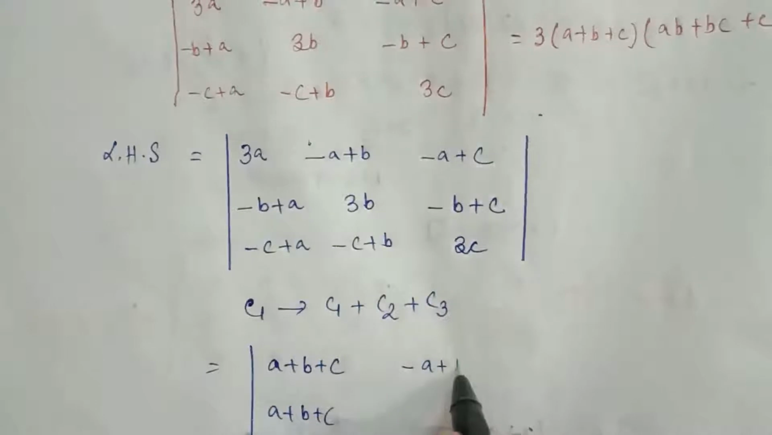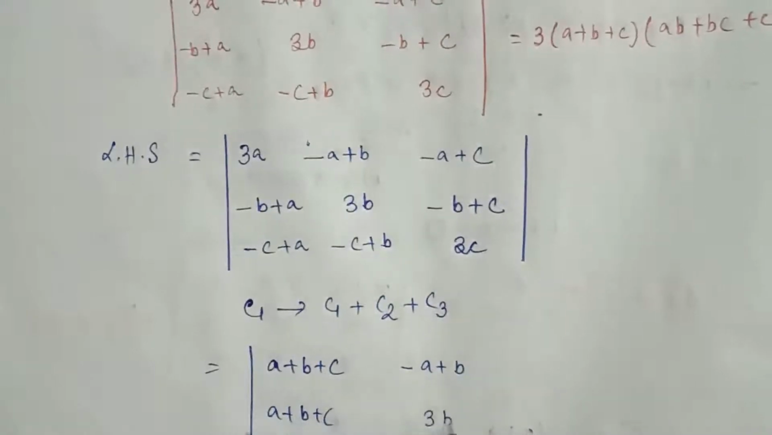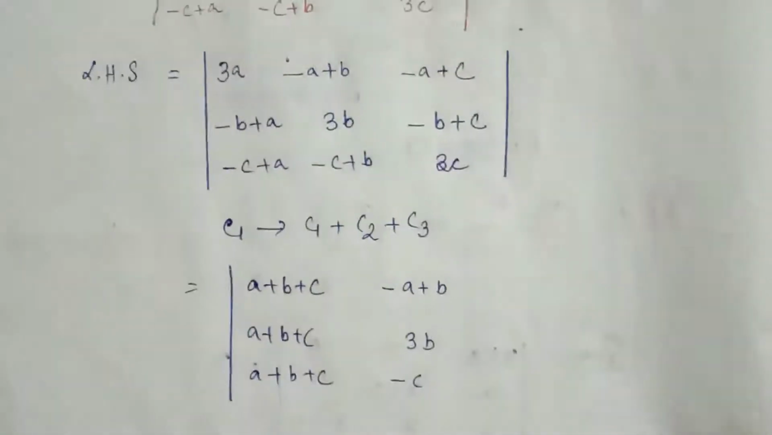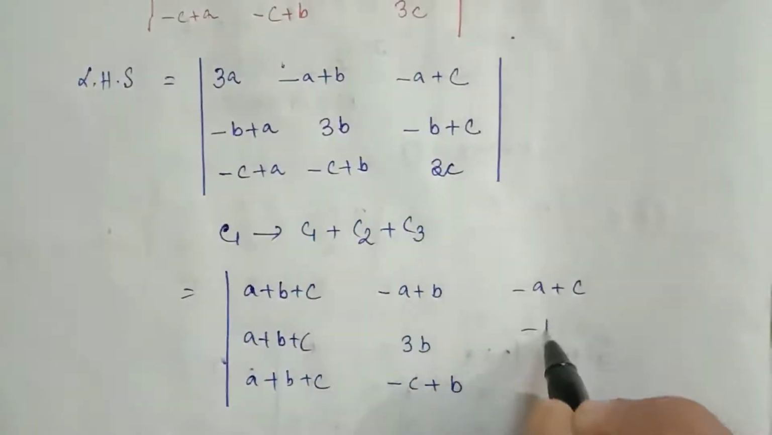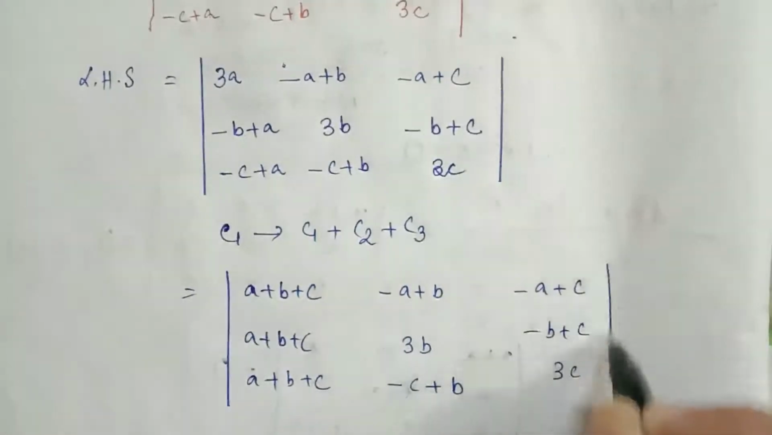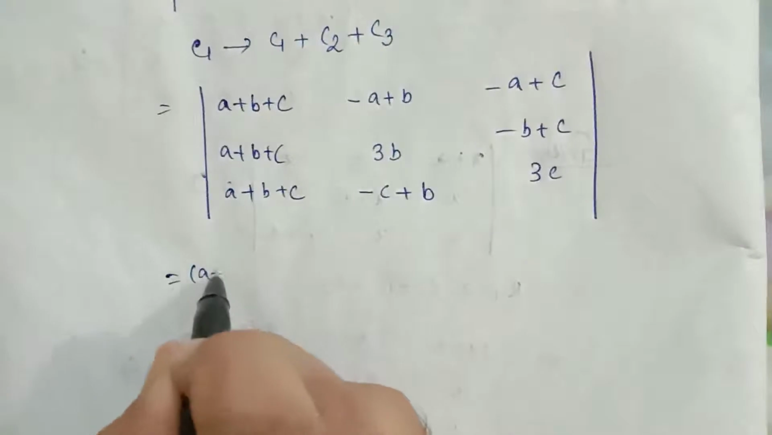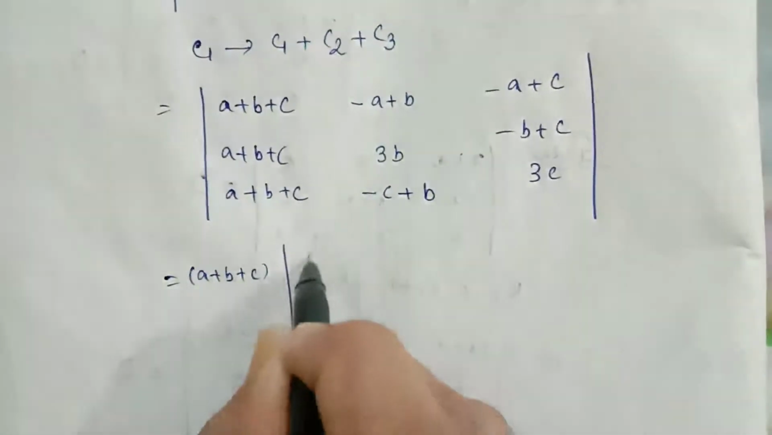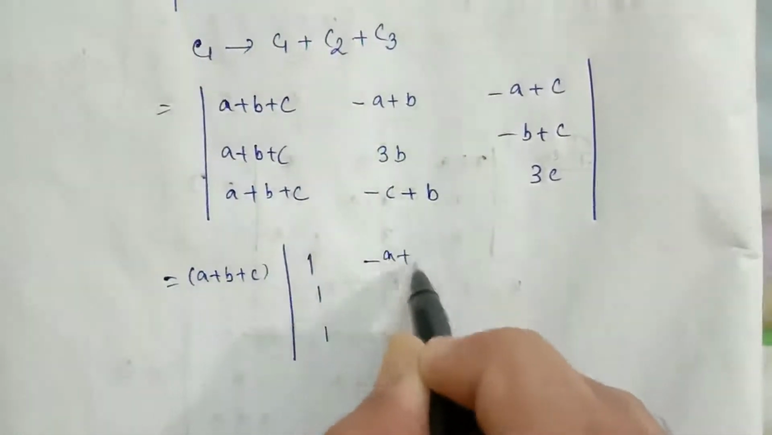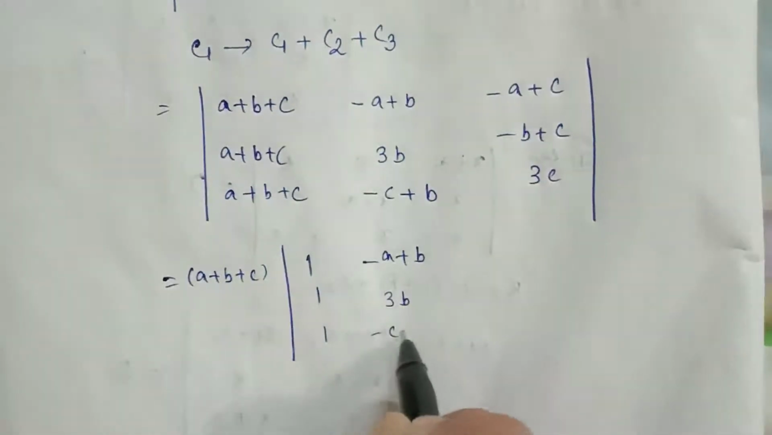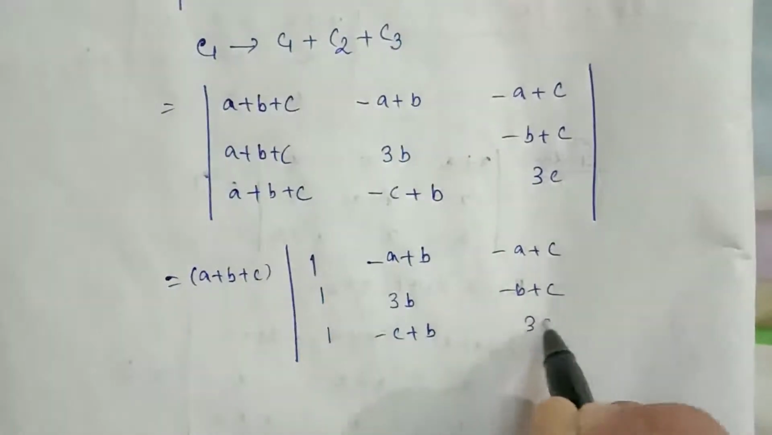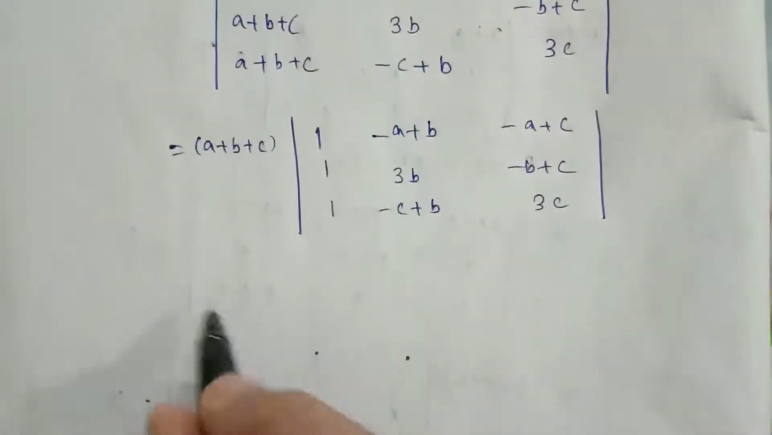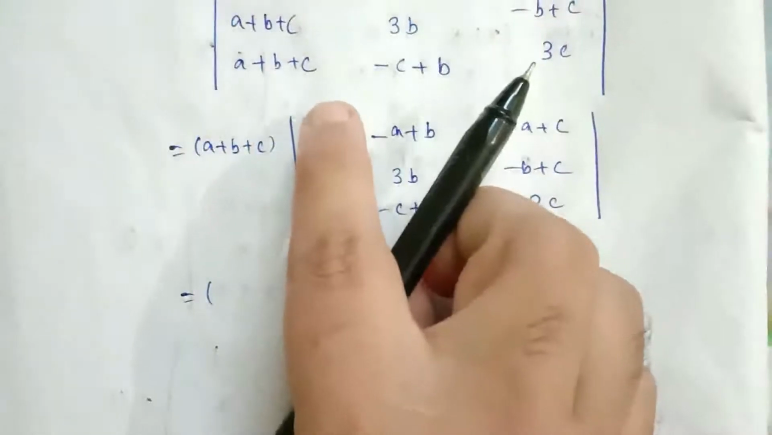The other two columns will be unchanged: minus c plus b, minus a plus c, minus b plus c, 3c. We can take a plus b plus c common, so it will be a plus b plus c into 1, 1, 1, minus a plus b, 3b minus c plus b, minus a plus c, minus b plus c, 3c. Now to bring zeros in the determinant, we have to replace r1 by r1 minus r2.